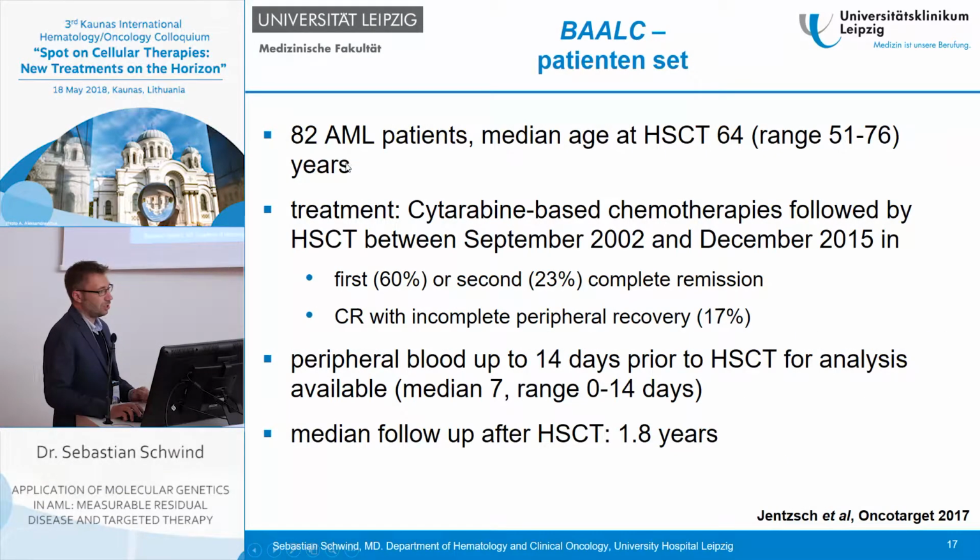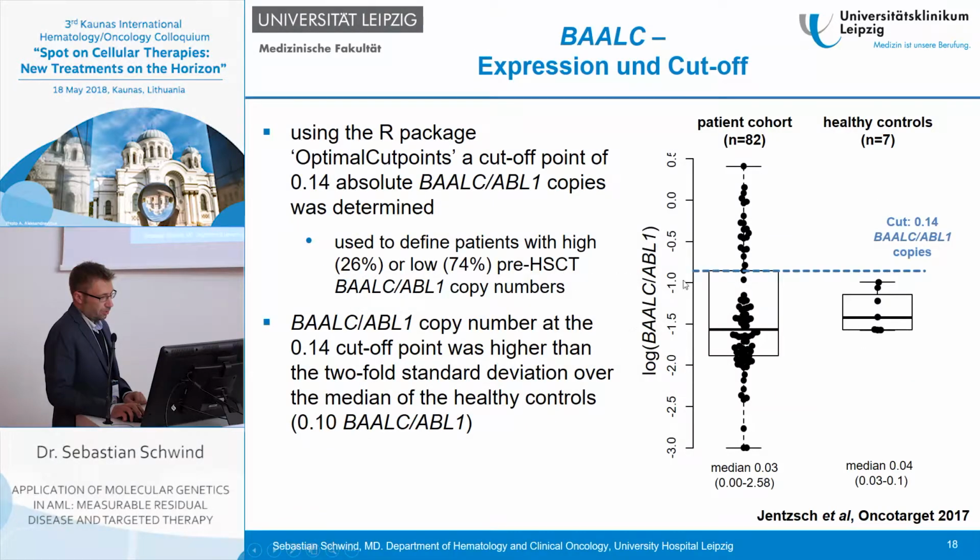So what we did was we looked at 82 AML patients with a median age of 64 at hematopoietic stem cell transplantation. We only took peripheral blood to measure BAALC in those patients close to the transplantation. Again, all those patients were in complete remission or in complete remission with incomplete peripheral recovery, so there was no evidence for AML morphologically. And here you can see the distribution of the BAALC expression in peripheral blood of those patients prior to transplantation. We also did a healthy control panel, which was age and sex matched over here.